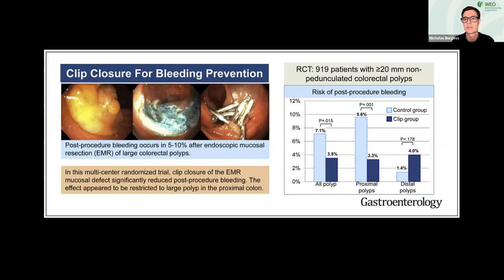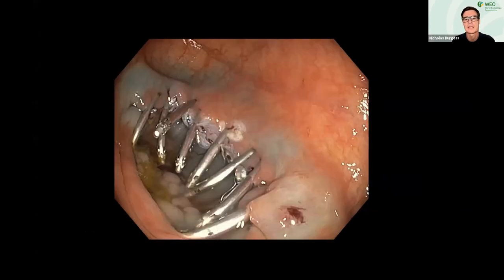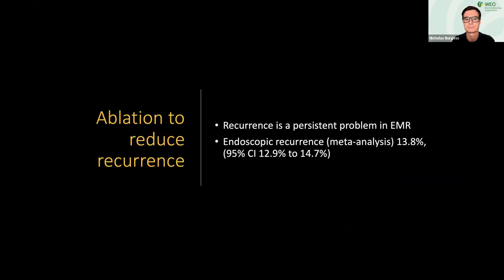This was very clearly shown in this study in Gastroenterology, where the proximal colon bleeding was much higher. We've also performed this at Westmead Hospital and shown very similar results. Complete closure definitely in the proximal colon reduces bleeding. It's most effective for lesions 20 to 39 millimeters in size. Above 50 millimeters in size, even in our expert center, only 2 out of 18 lesions were completely closed. So it is a tricky thing when you've got large lesions, but you must attempt to close these overall. And again, even large lesions can be potentially closed.